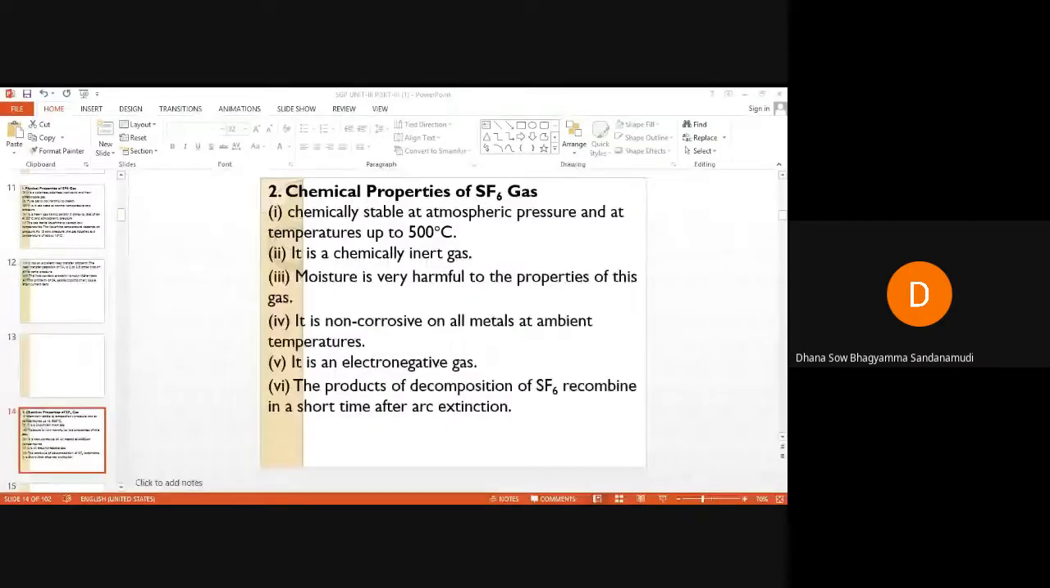Are you able to hear me? Can anybody inform me? Is my voice audible to you? Are you able to hear me? Yes? Okay then, I will continue. Do you want me to repeat these chemical properties?